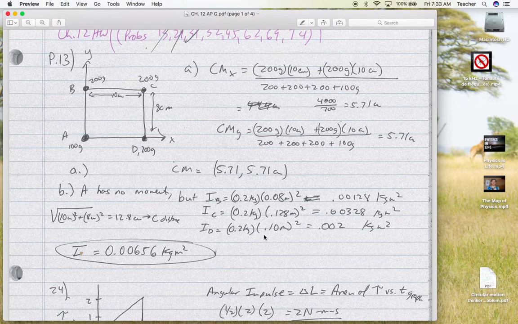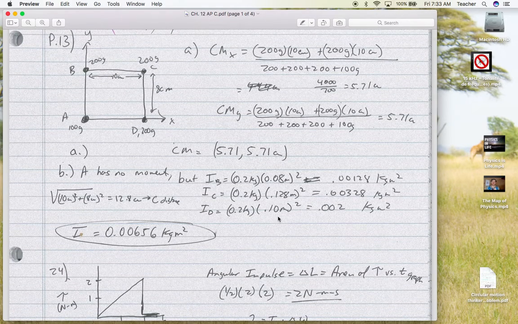So I convert the grams to kilograms, centimeters to meters, and I get these moments of inertia. So that's the total moment of inertia for the entire object if all three of these were rigid and rotating about point A. A has no moment of inertia associated with it because its distance is 0.